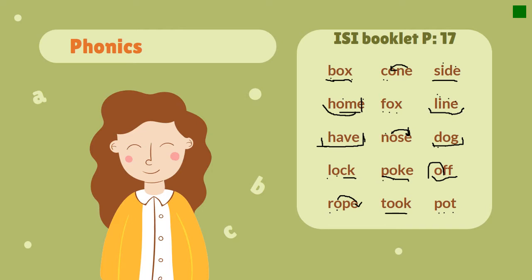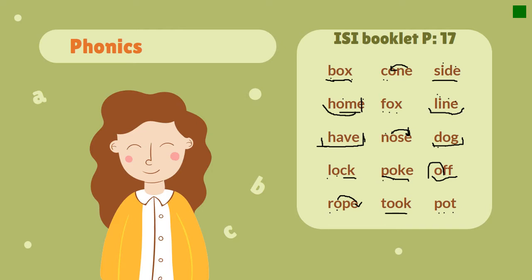Here we have the word side. Side with the long I sound. We have the word line with the long I sound. It's the rule that we learned in our previous lecture, long I and short I. Anyways, let's go back to the short O and long O sound.